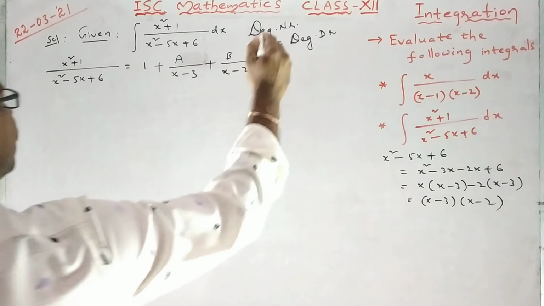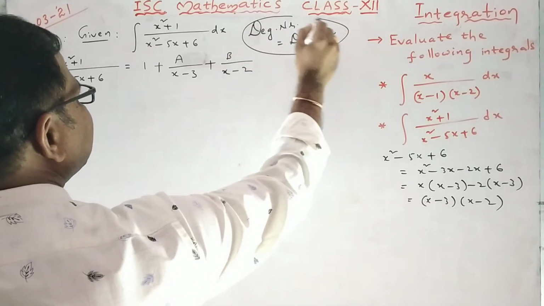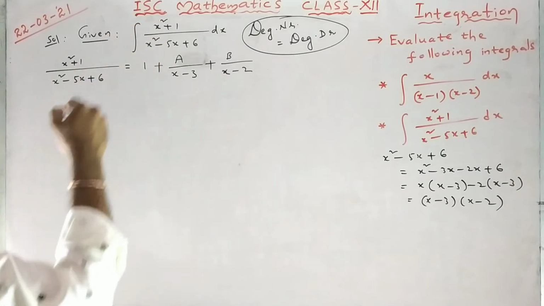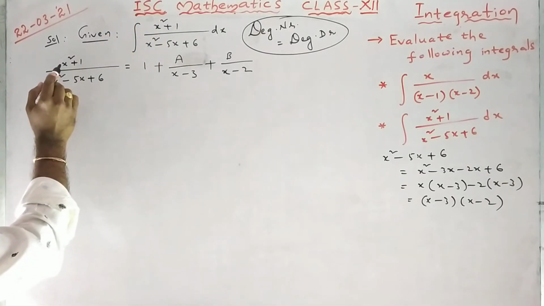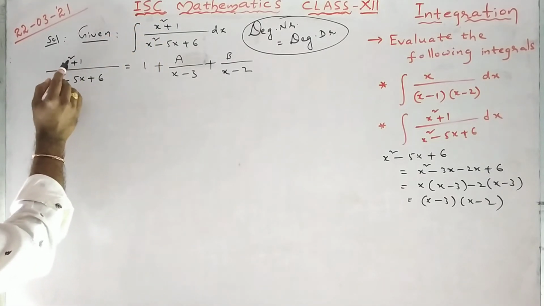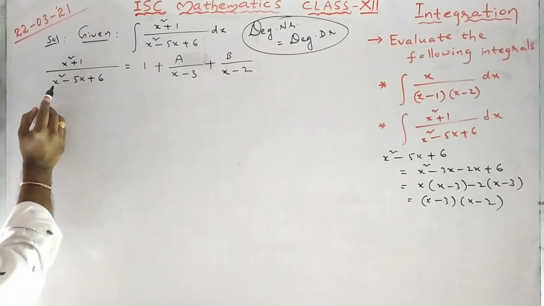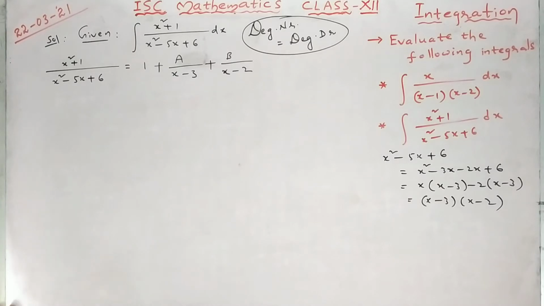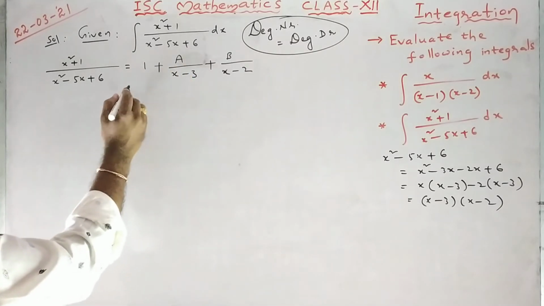In every case of degrees, if degree is same or more, what should you do? If the degree of numerator is greater than or equal to, we have to divide the coefficient of highest term by highest term. Here coefficient of x square is 1, and here coefficient of x square is 1. So 1 by 1 means we will get 1. So I am splitting now.